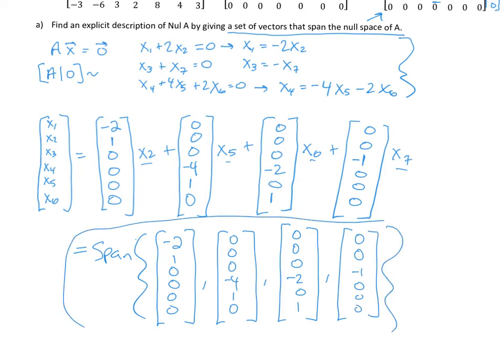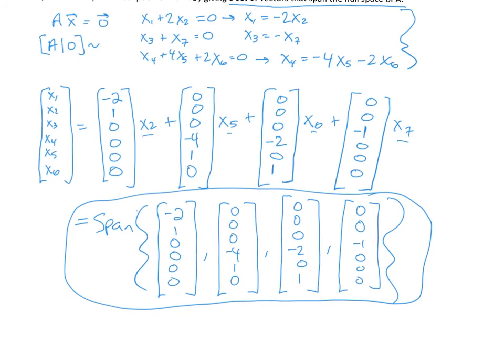Okay, so that is the description of the null space they asked for. We described null A by giving a set of vectors that span the null space of A. I can pick any weights I want, x2, x5, x6, and x7, except for all zeros. They just can't all be 0, because that would give me the 0 vector, which I'm not allowed to use. So let's make them all, I don't know, 1.